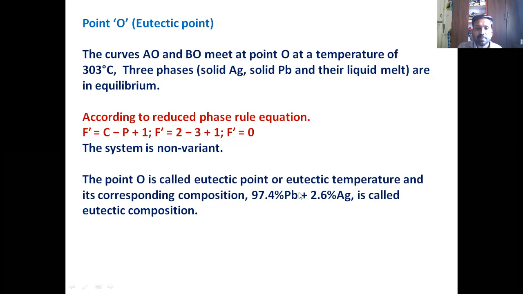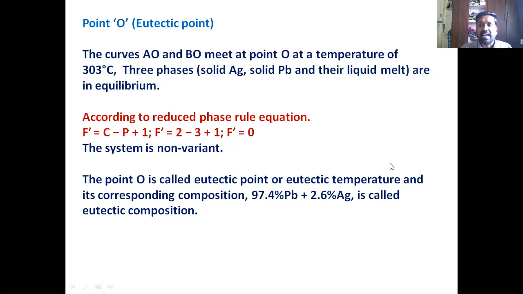Non-variant means, see here, can you have variation in the composition? No, because that is fixed. How much is that? 97.4% Pb and 2.6% Ag. For any other composition, the eutectic point is deviated. There will be no eutectic point for any other composition. Can you vary the temperature? No. 303 degrees Celsius. At any other temperature, it is no longer a eutectic point. Therefore, that is the meaning of non-variant.